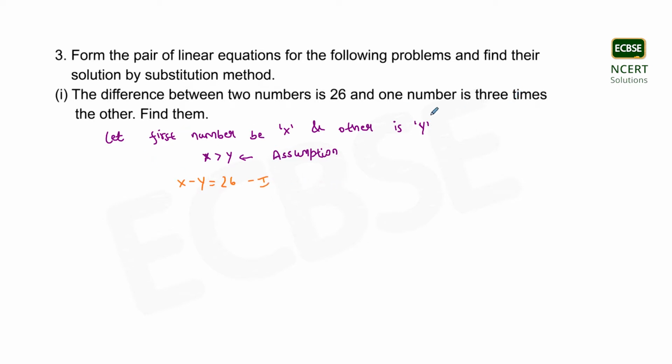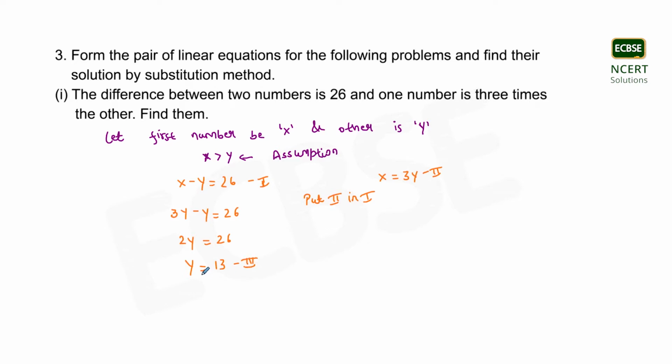And the second is the first number, or we can say one number, is 3 times the other. So we can write it as x is equal to 3y. So this is our second linear equation. Now put the second linear equation in the first, or we can say substitute the value of x in the first linear equation. So here we will get 3y minus y is equal to 26. 2y is equal to 26 and y comes out to be equal to 13.